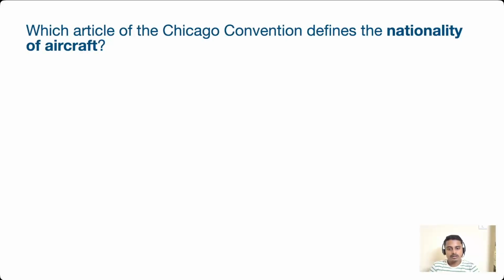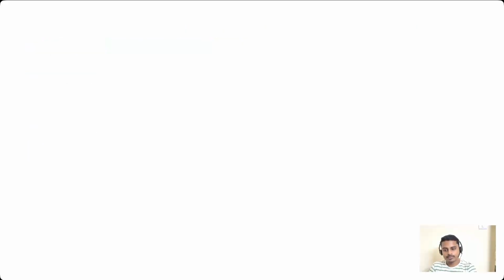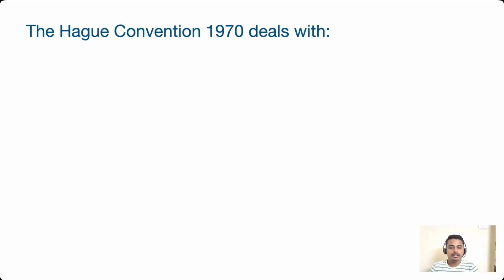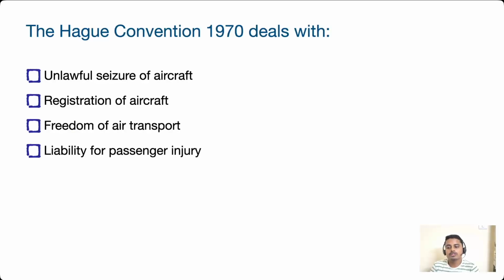Which article of the Chicago Convention defines the nationality of aircraft? Is it article 16, 17, 18, or 19? Article 17 is the one which defines the nationality of an aircraft. If you haven't watched the video with all these articles, I'll put a link here. You can go and watch. The Hague Convention of 1970 deals with what? If you remember, the Hague Convention was mostly for hijacking, which is also called the unlawful seizure of an aircraft. Right.